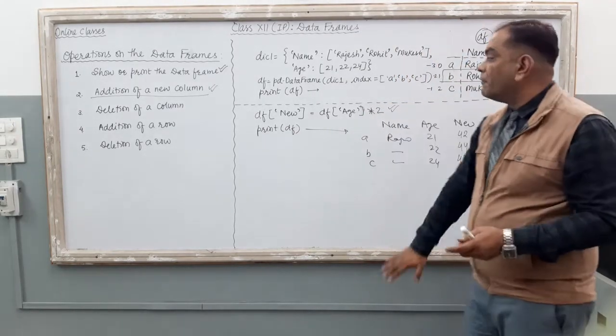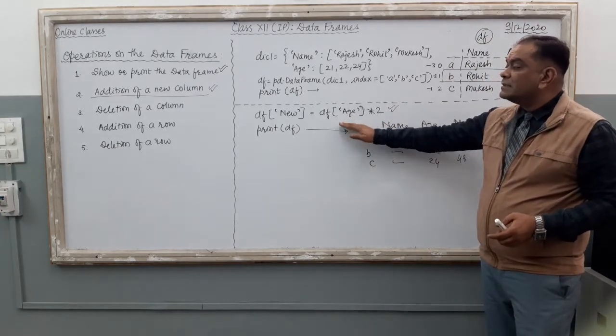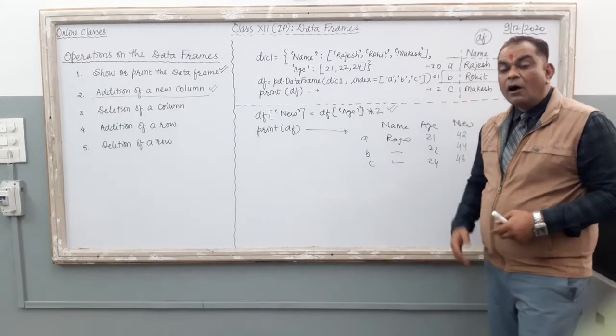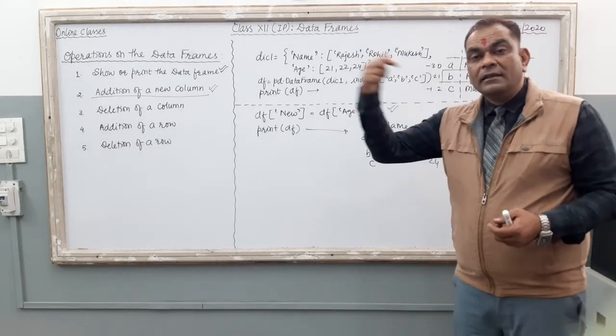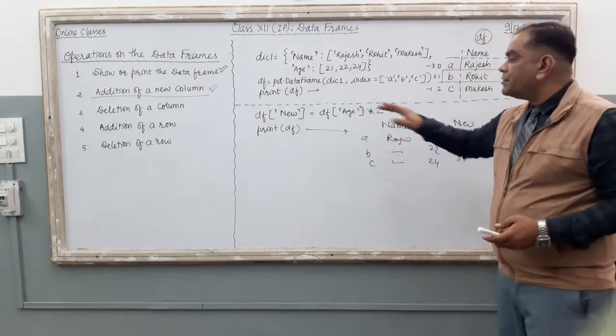Right? These types of questions come from this concept. Clear? How to generate a new column in the data frame with the calculation.